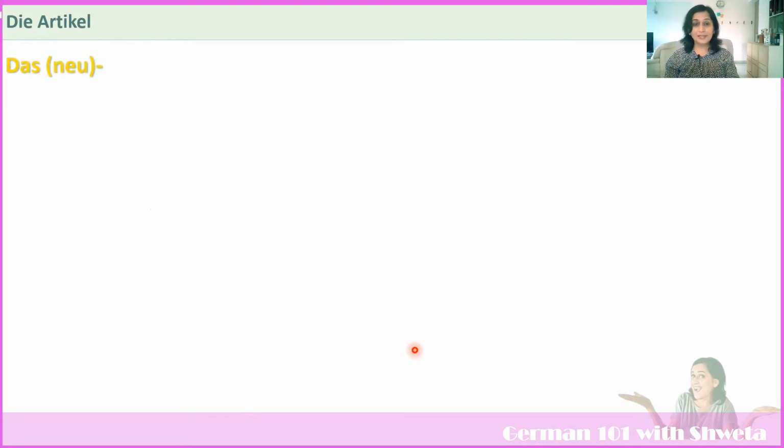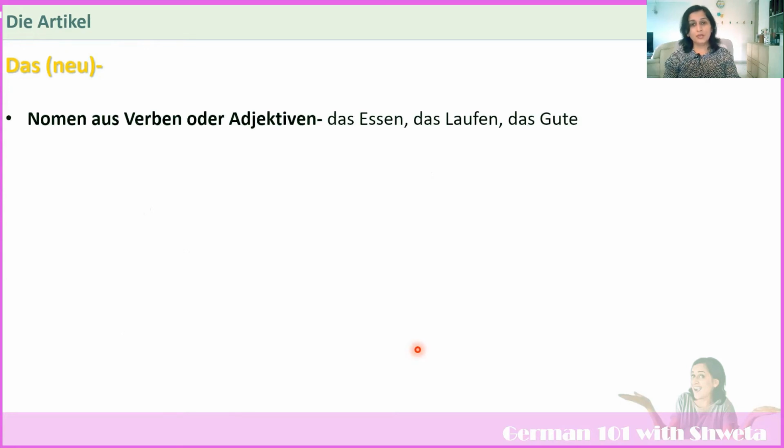Moving on to next article, das. Nomen aus Verben oder Adjektiven. Nouns that are formed from verbs or adjectives. Zum Beispiel das Essen. Das Essen means food or meal. But essen is also a verb. It means to eat. Zum Beispiel, ich esse die Kiwi. I eat the kiwi. Now, how will you understand the difference between das Essen and the verb essen? Das Essen is a noun and it has article das and its first letter is capital. But the verb essen does not have any article.